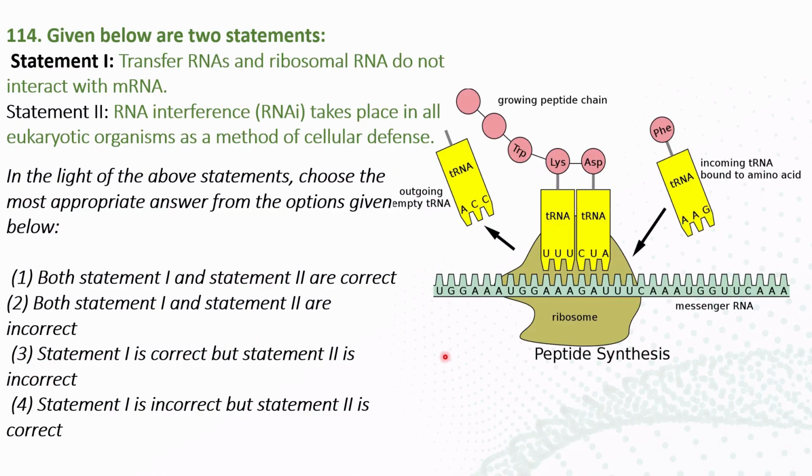Statement 1: The transfer RNA and ribosomal RNA do not interact with the messenger RNA. Statement 2: The RNA interference takes place in all eukaryotic organisms as a method of cellular defense. Here they are asking whether there is any connection between the tRNA or rRNA and mRNA. In the first statement, we know that normally here these are the tRNA, and next one, this is the mRNA.